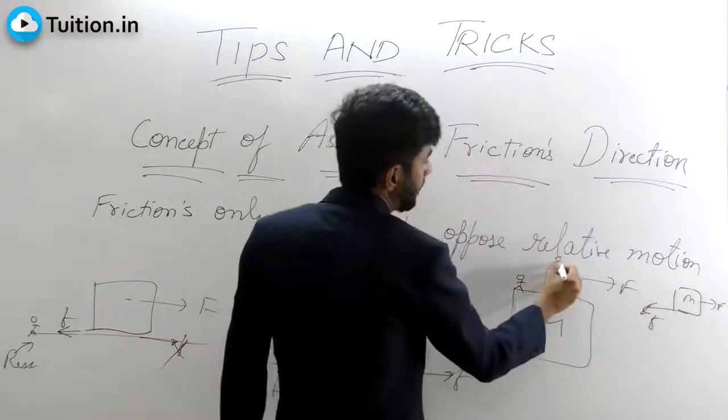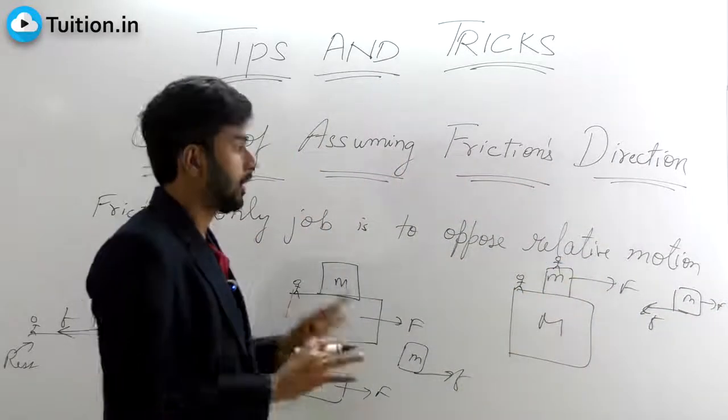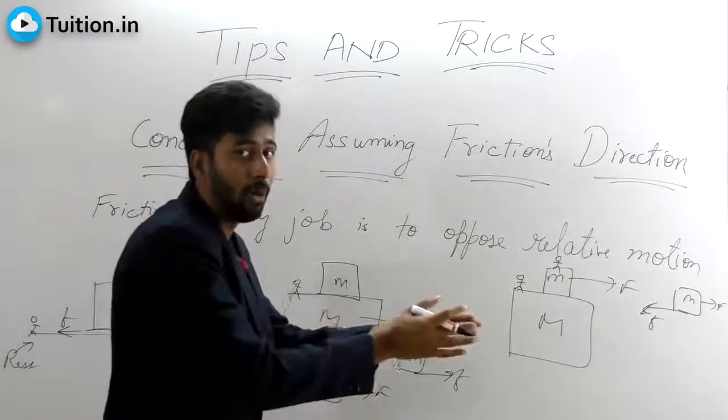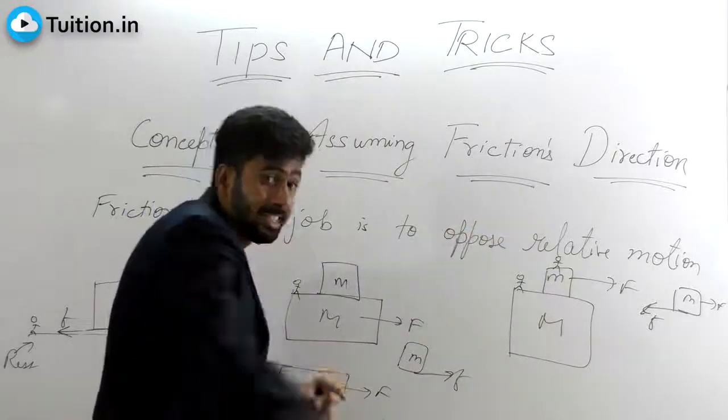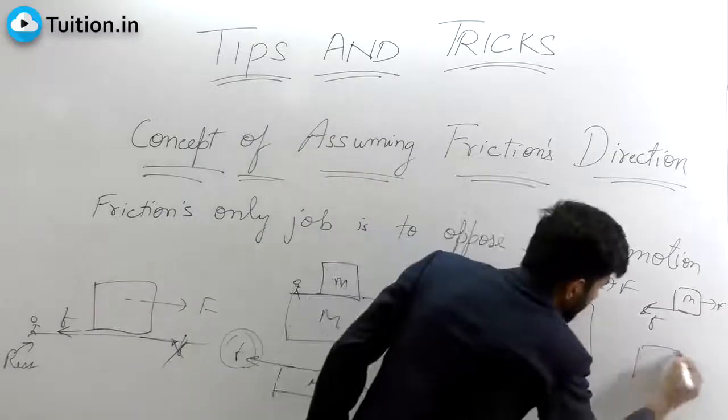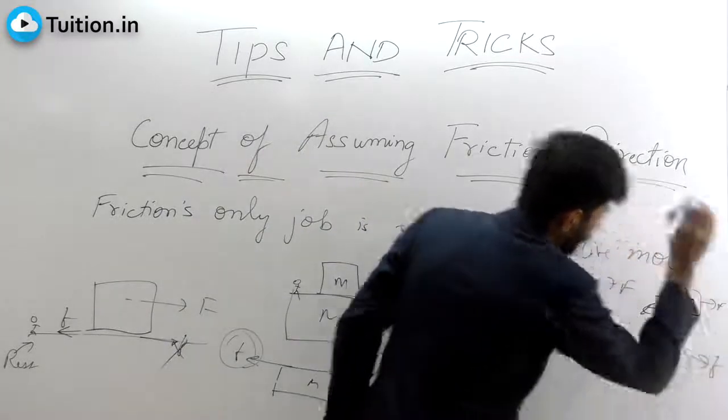But if I stand on small m, how will capital M appear to move? Because I am on small m and small m is moving forward, I will not see small m moving forward, I will see capital M moving backward. So because capital M is moving backward, friction will act in this direction.